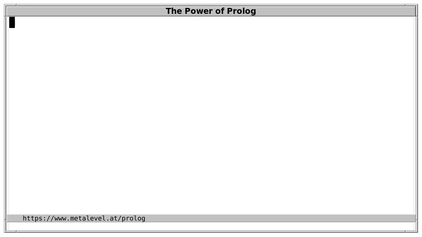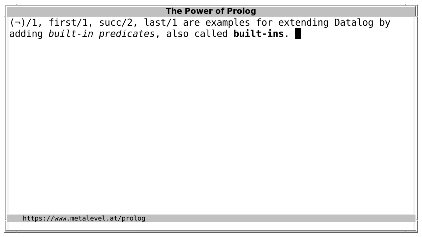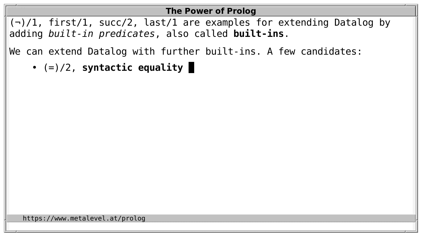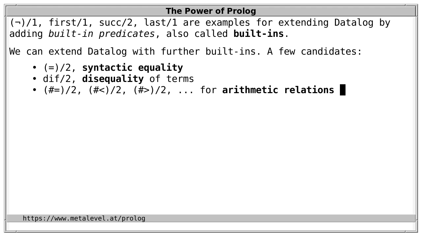And all these extensions we've now considered, negation, first, successor, and last, are examples for extending Datalog by adding built-in predicates, also called built-ins. All these extensions fit seamlessly into Datalog because they are simply predicates with the difference that they are not defined by us, but provided by the Datalog implementation. And when we implement the Datalog system, we can of course add further built-ins. For instance, an implementation could provide equals for syntactic equality of terms, or diff for disequality of terms, or arithmetic relations, such as arithmetic equality and inequalities.